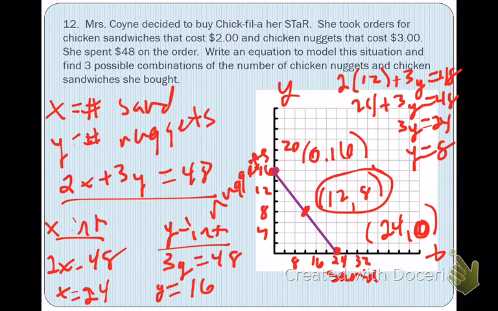All right. A little bit of a mess in this last one, but we've got it figured out, and we got it straightened out now. So that's it. That's it for standard form.